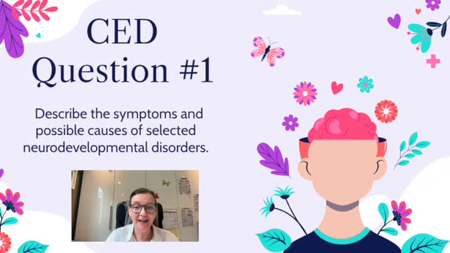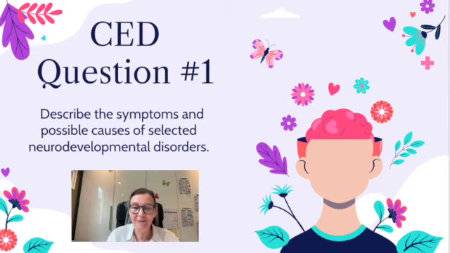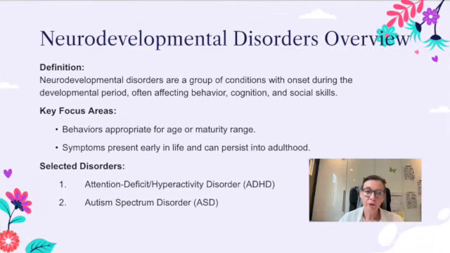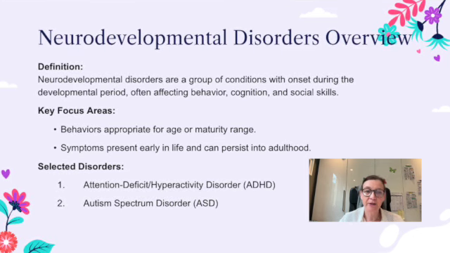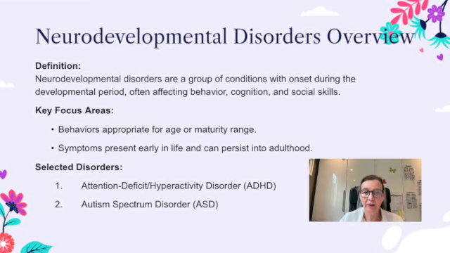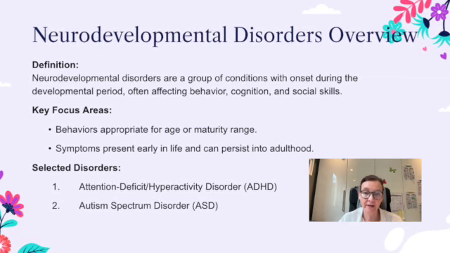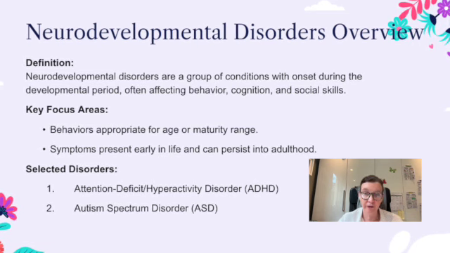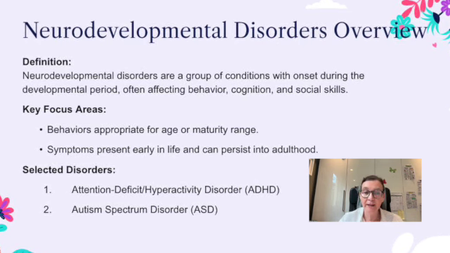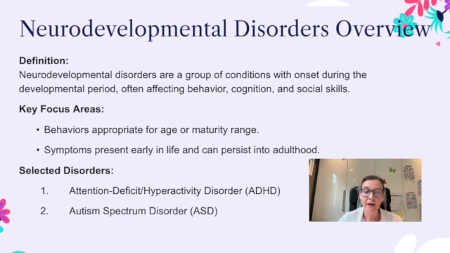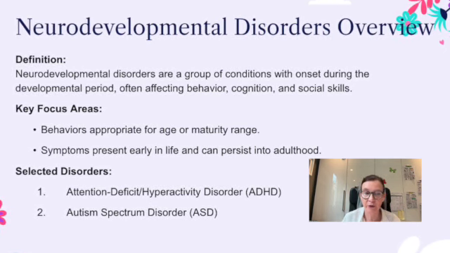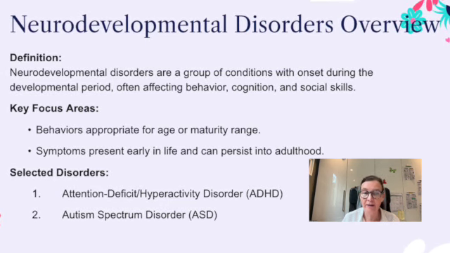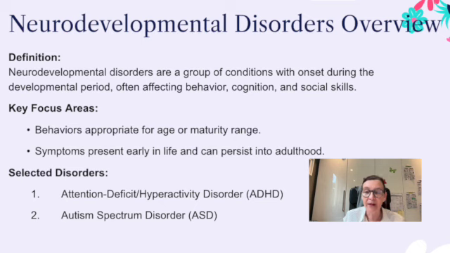So we're going to break that all down with all the essential knowledge you need to know to help you on test day. Let's start off with the definition of neurodevelopmental disorders. Neurodevelopmental disorders are a group of conditions with onset during the developmental period, often affecting behavior, cognition, and social skills. Key focus areas are behaviors appropriate for age or maturity range, and symptoms present early in life that can persist into adulthood. We're going to look at 2 selected disorders: attention deficit hyperactivity disorder, which is ADHD, and autism spectrum disorder, which is ASD. So let's break those down.